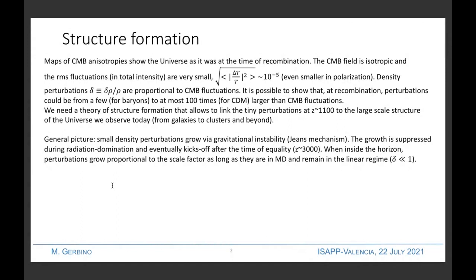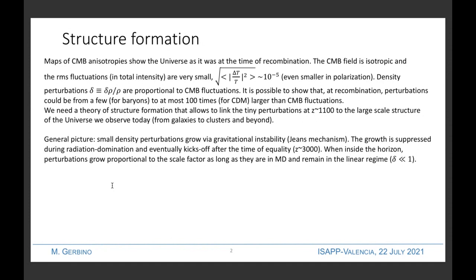So we need a mechanism that is able to tell us how these tiny perturbations in the matter field evolved in such a way to generate the very rich and very structured cosmic web that we observe today. This mechanism is provided by the gravitational instability mechanism, or so-called Jeans mechanism. And this might be familiar to some of you who have done, for example, star formation in clouds, or that have studied the dynamical equilibrium of stars.